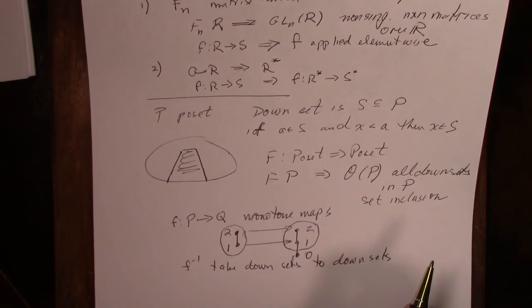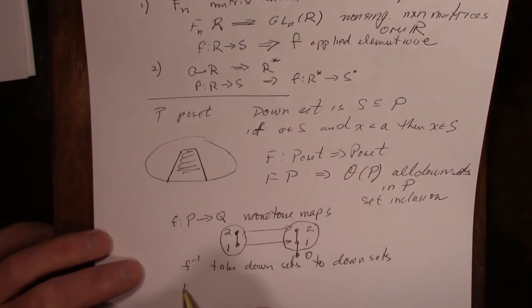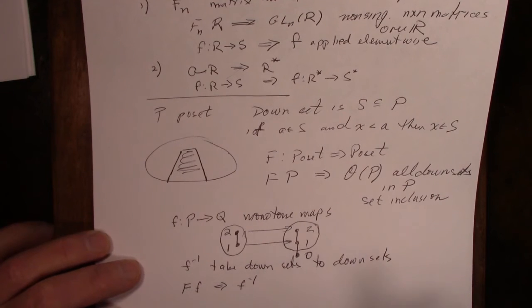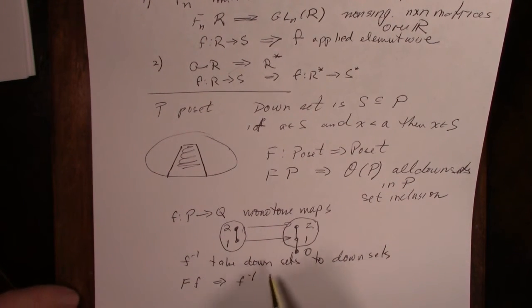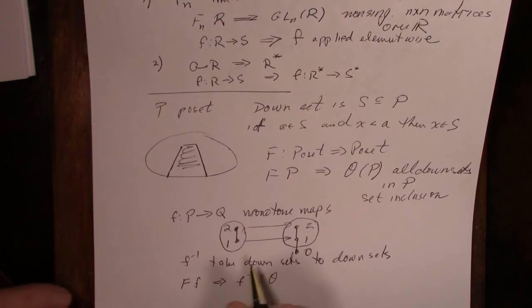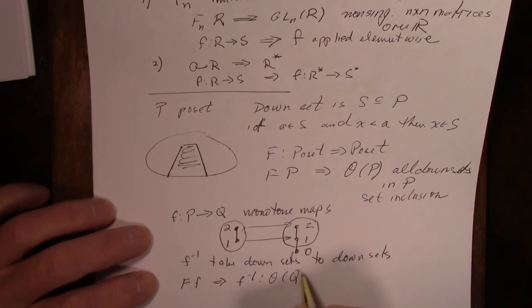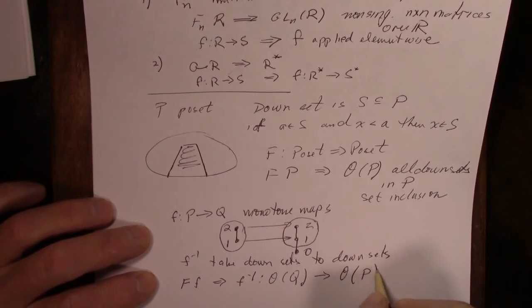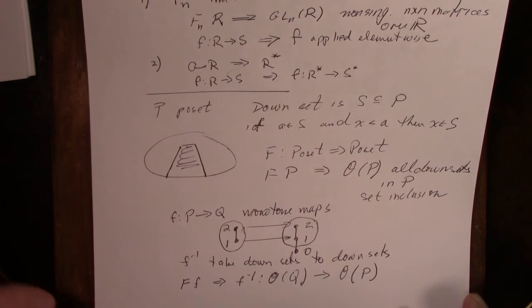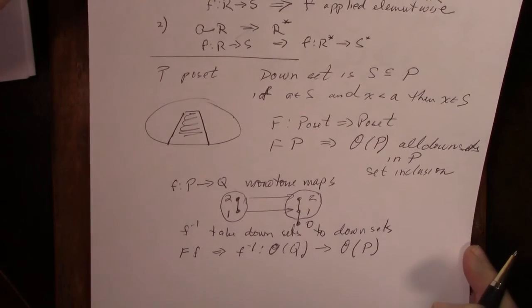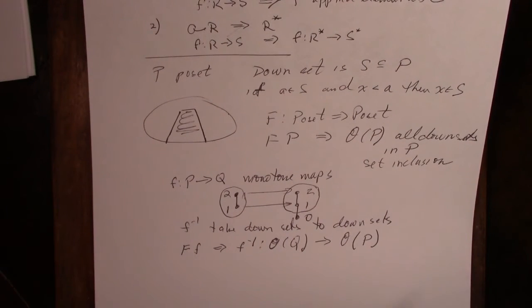And so our functor can send f to the inverse image on the down sets. So this would be the down sets on Q to the down sets on P. This is an O for down. Okay, so that defines a functor, and again, I'll let you check that.